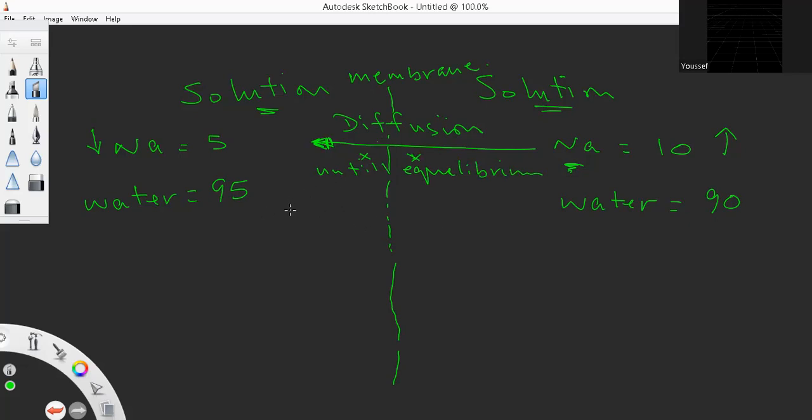If the water moves from high concentration to low concentration, what do we call this transport? Osmosis. Good.